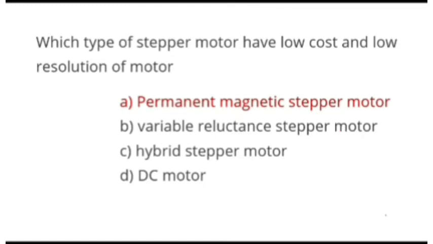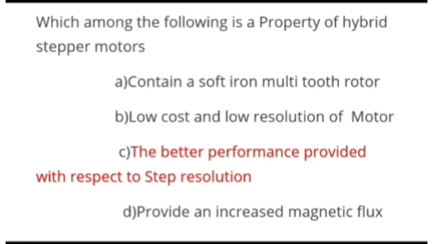Next question is, which among the following is a property of hybrid stepper motor? Options are: contain a soft iron multi-tooth rotor, low cost and low resolution of motor, the better performance provided with respect to step resolution, provide an increased magnetic flux. So the correct answer is the better performance provided with respect to step resolution.